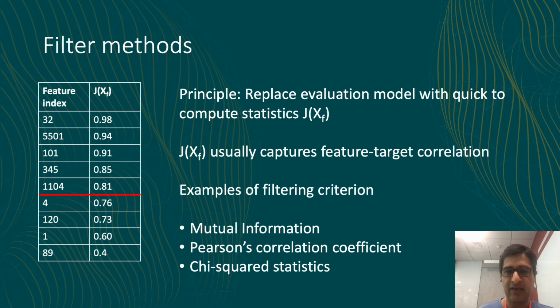Some of the goodness of feature metrics are things like mutual information, Pearson's correlation coefficient, or a chi-square statistic, that tend to be popular, and they give you good estimates of which features are predictive in the final model.